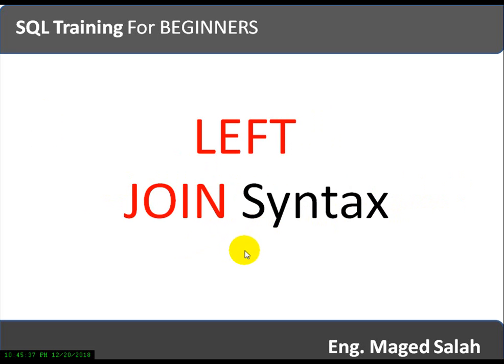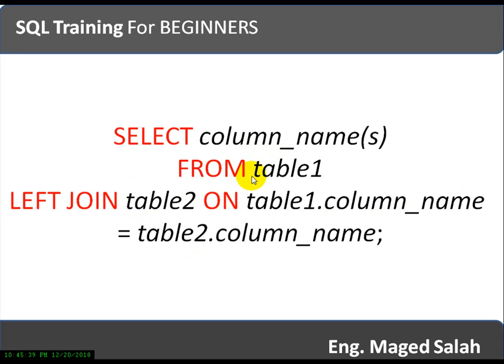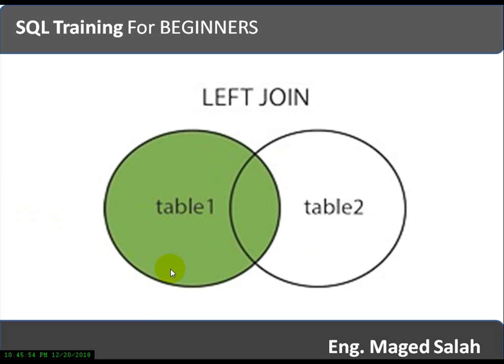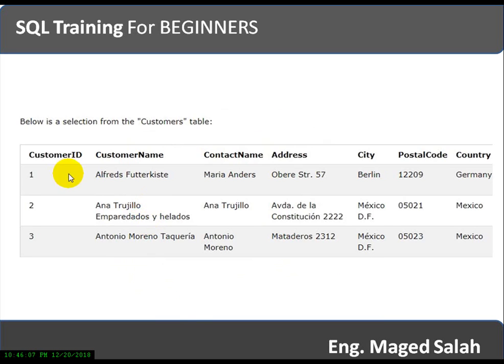LEFT JOIN syntax: SELECT column_name FROM table1 LEFT JOIN table2 ON table1.column_name = table2.column_name. So right and left, don't forget this. Here is table 1 and table 2, this is the left join and the match between table 1 and table 2.